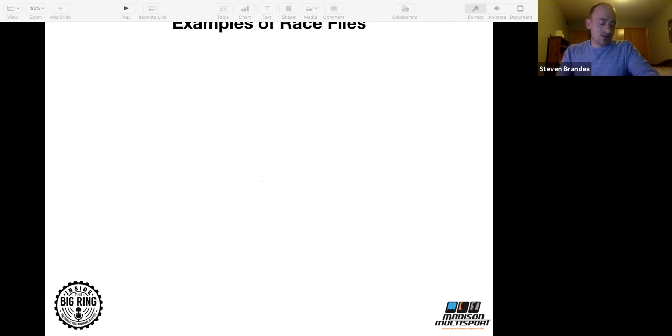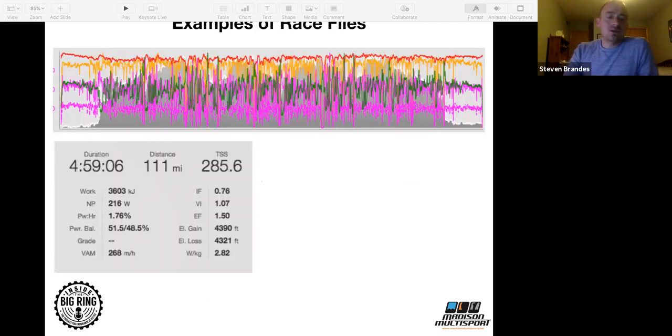Examples of race files. Okay, here's the first one. Obviously an Ironman. Look at the data points. So for this person, the TSS of the ride, the first thing you should look at, 285. Perfect. A perfect ride. The kilojoules for this, 3,600. Normalized power, 216.